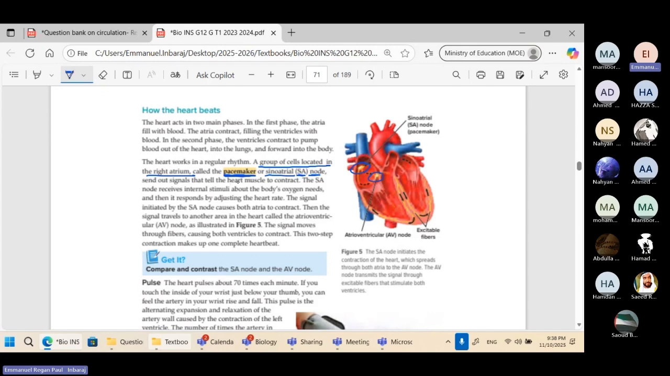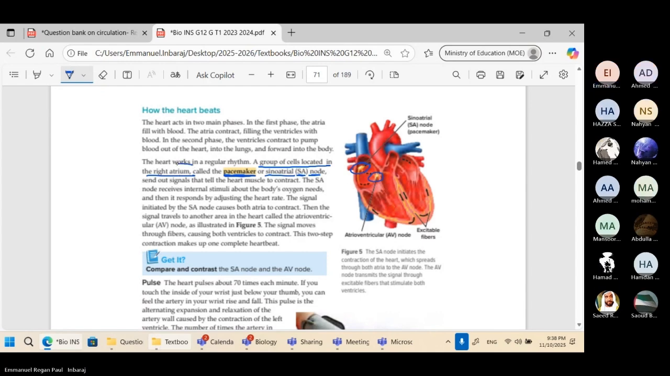Okay, SA node. So they will ask you, where is the location of the sinoatrial node in the heart? It's located at the right atrium. Can you see here in this picture? This is the sinoatrial node. So where is the location of the sinoatrial node or pacemaker? It is located at the right atrium. This is the right atrium, and in the right atrium you can find it. So this is the question that they will ask you.